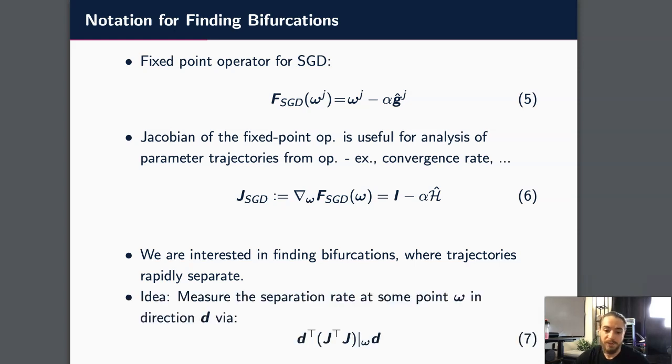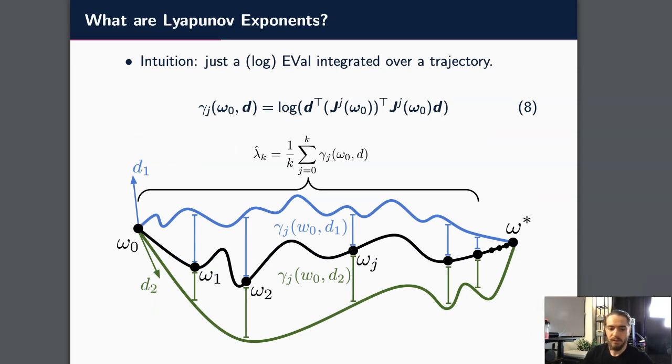This equation roughly measures how trajectories will spread out at some point omega in some direction d, using the Jacobian of our fixed point operator. Wielding this intuition, let's look at what Lyapunov exponents are. Here, we show optimization trajectory iterates from an initialization omega 0, in black, accumulating at a fixed point omega star. Also, we show two different perturbations, d1 and d2, along with their perturbed trajectories in blue and green.